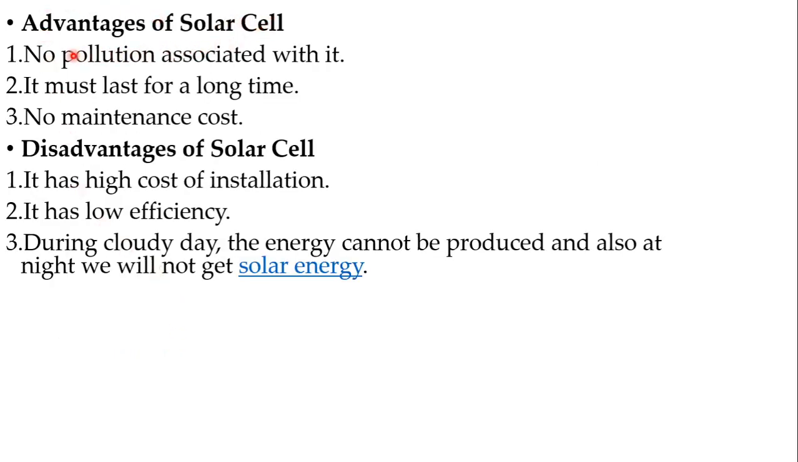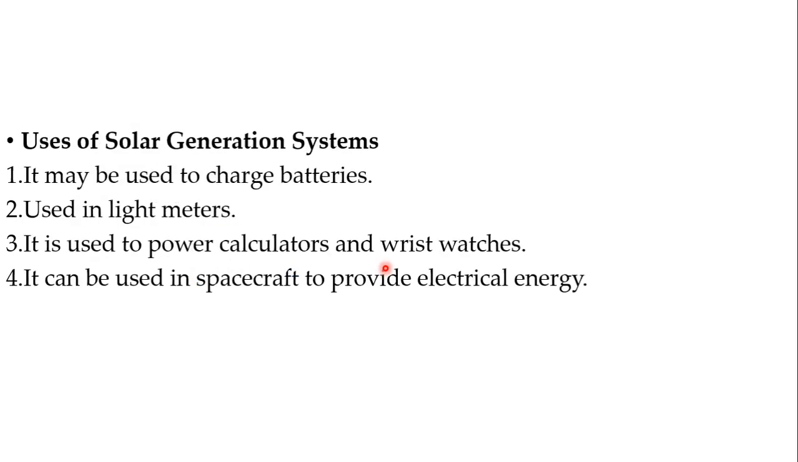Advantages of solar cell. First, no pollution is associated with it. Second, it lasts for a long time. Third, no maintenance cost. Disadvantages of solar cell. First, it has a high cost of installation. Second, it has low efficiency. Third, during a cloudy day, the energy cannot be produced, and also at night we will not get solar energy.